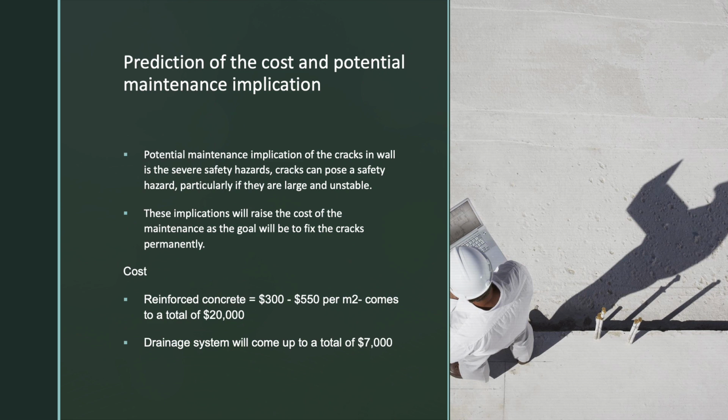The cost of repair would be 300 to 550 per meter square for reinforced concrete. 20 meters square is required, and therefore a total of 20,000 will be spent on average. With an average cost of 1,000 to 400 for a draining system, the location in which the draining pipe is required is not that big. So therefore, with a length of 35 meters, the draining water pipe comes to a total of 7,000. And overall, the retaining wall and the draining pipe would cost 27,000.